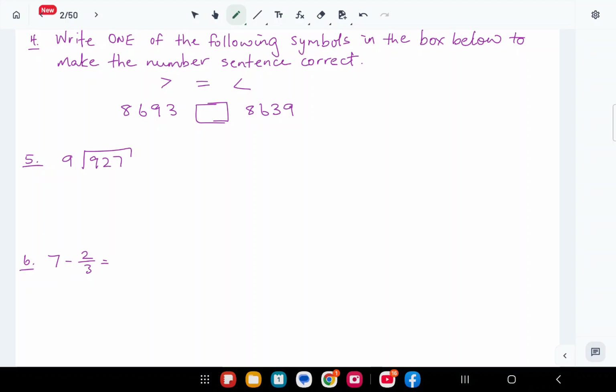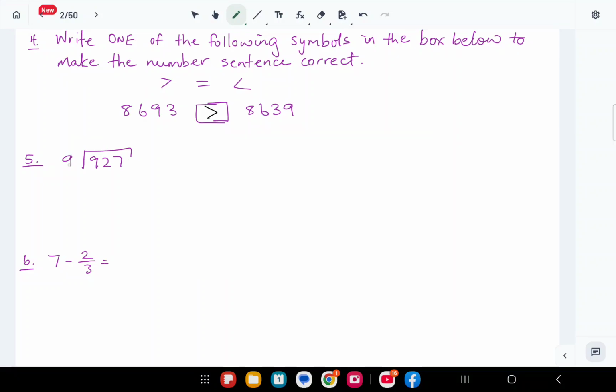Moving on now to number 4. Number 4 states, write one of the following symbols in the box below to make the number sentence correct. So we have here 8,693, and on the other side we have 8,639. We always read from left to right. So 8,693 is greater than 8,639.